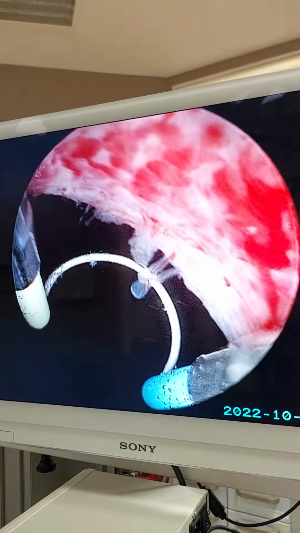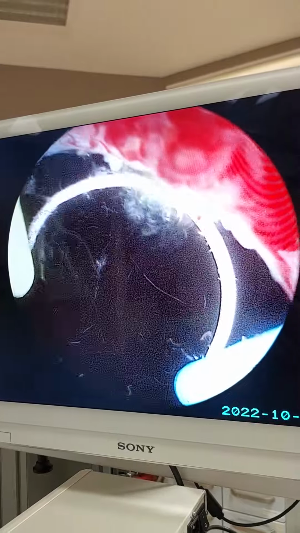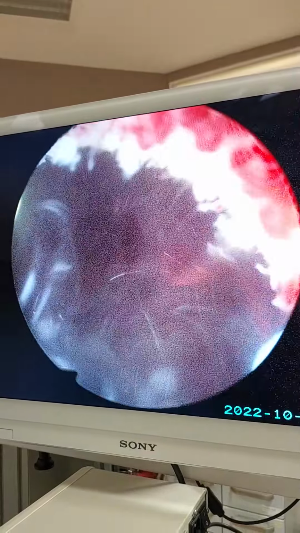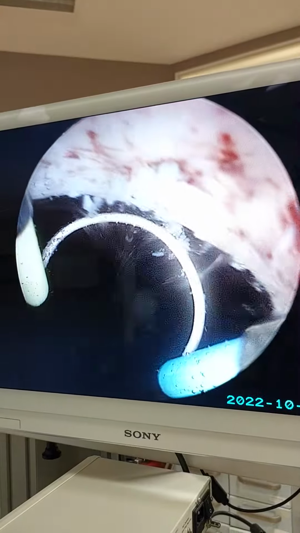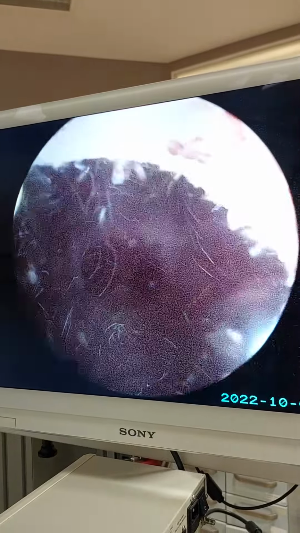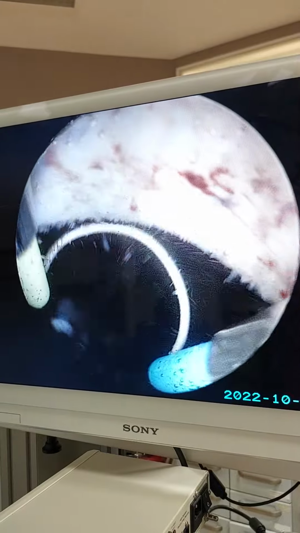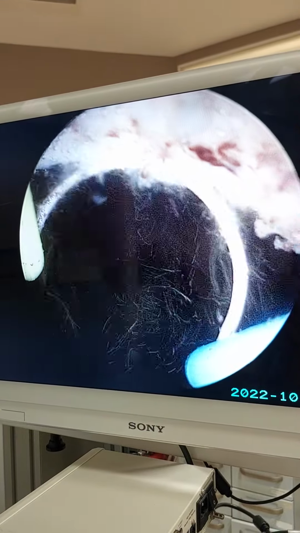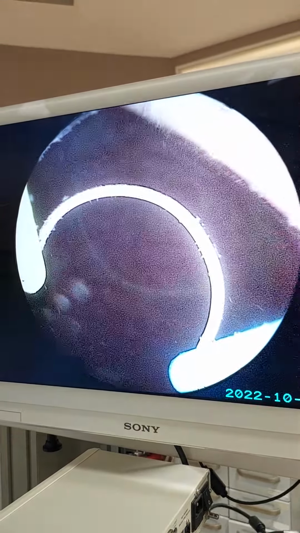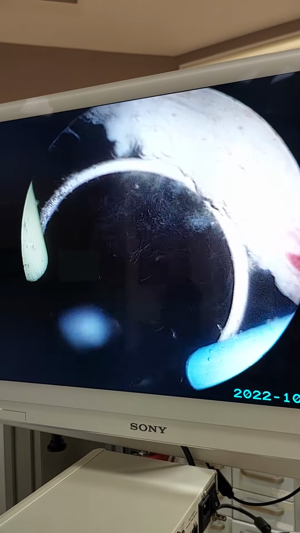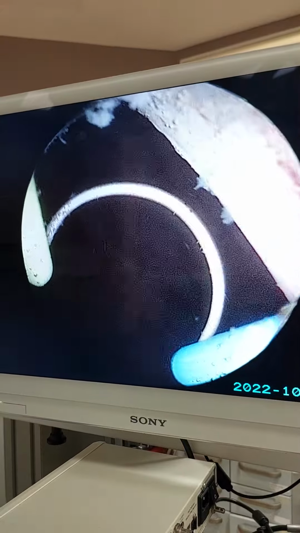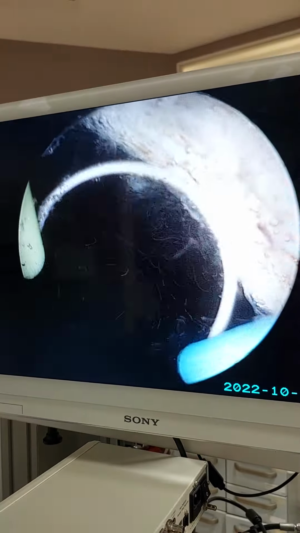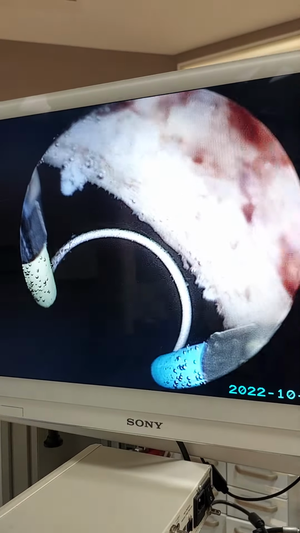See these little tiny polyps. Actually, they are not present in our literature. We don't know the effect of these polyps. But I see there is always, when there is inflammation, we see such things. So in normal people, we don't see them. I want to clean them all.